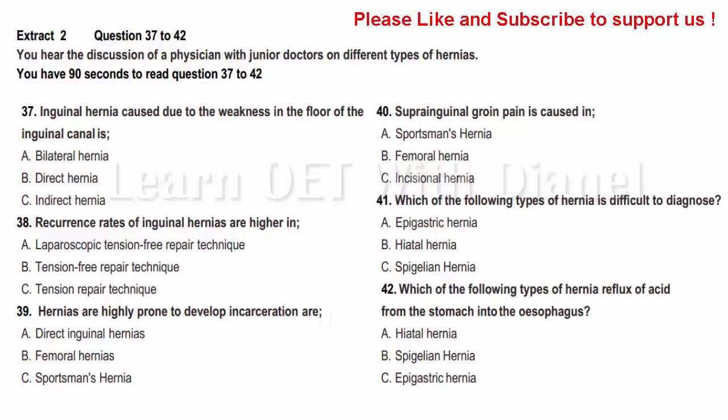Now look at extract 2, questions 37 to 42. You hear the discussion of a physician with junior doctors on different types of hernias. You have 90 seconds to read questions 37 to 42.